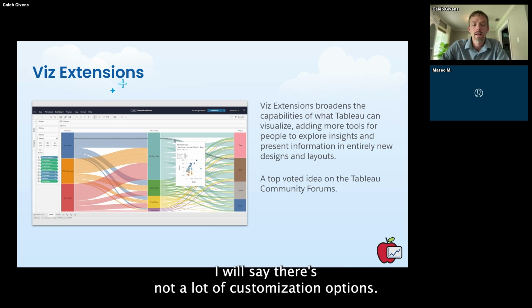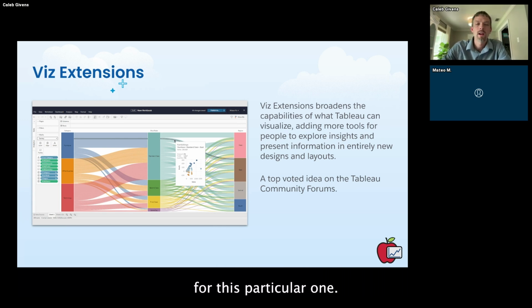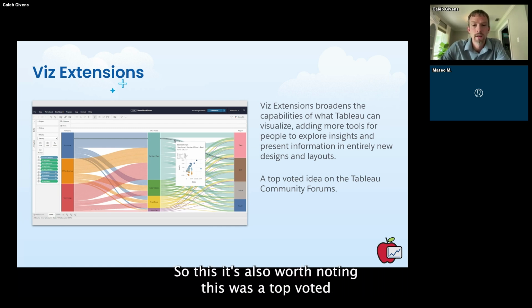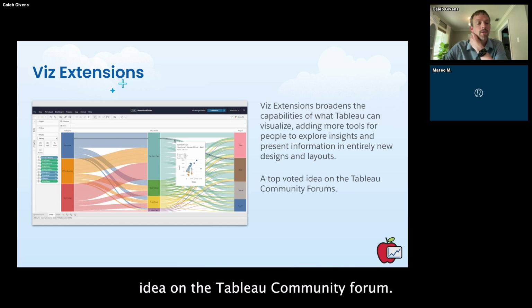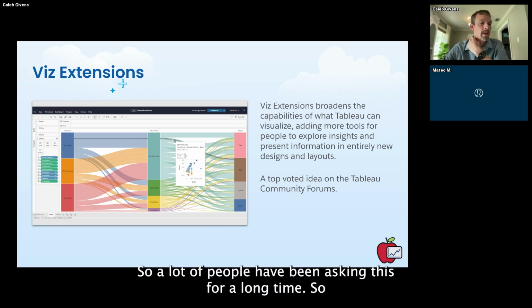I will say there's not a lot of customization options for this particular one, so I'm hoping they build that out in future versions. It's also worth noting this was a top voted idea on the Tableau community forum, so a lot of people have been asking for this for a long time.